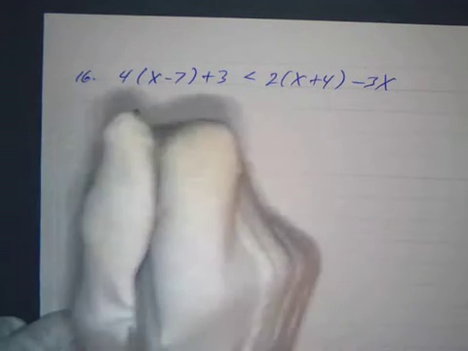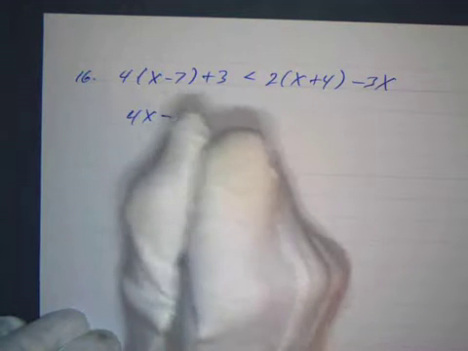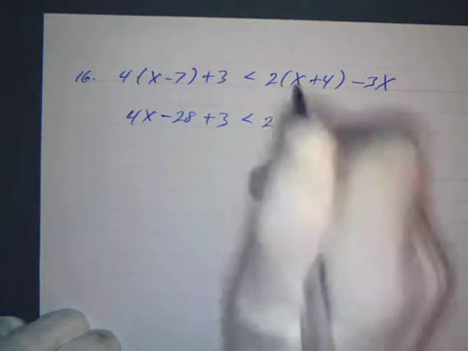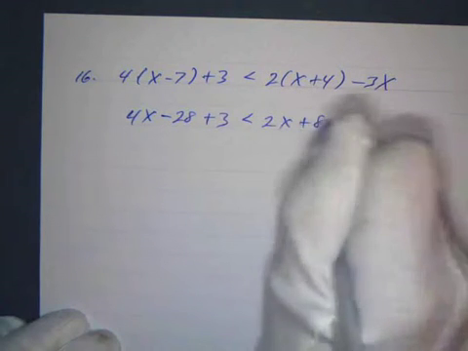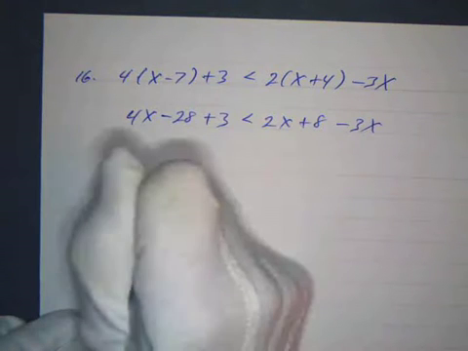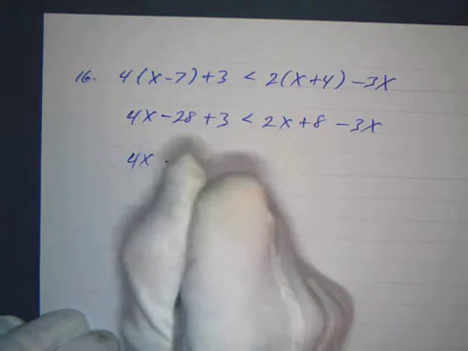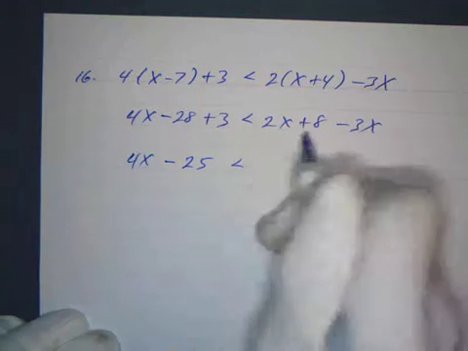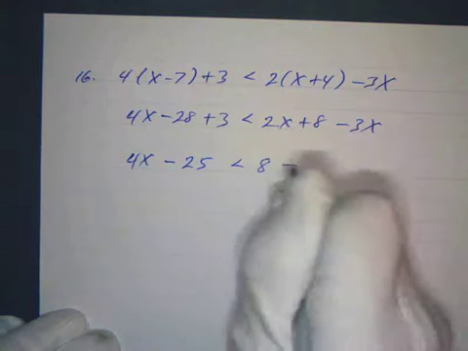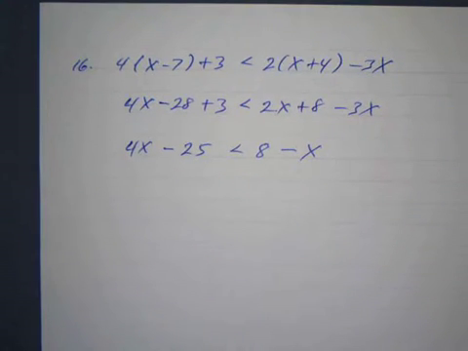And then we'll use our distributive property, so that's going to be 4x. 4 times negative 7 is negative 28. Plus 3 is less than, and 2 times x is 2x. 2 times 4 is 8, minus 3x. Then I'll always simplify. Combine like terms. On the left, I've got 4x, and negative 28 plus 3 is negative 25, is less than, and then 2x, well, I can have the 8 over here, and 2x minus 3x is negative x.